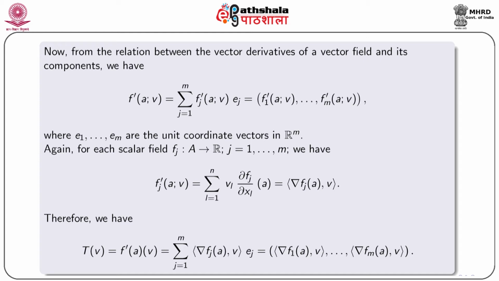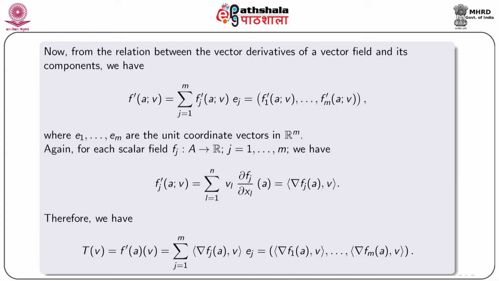Now, from the relation between the vector derivatives of a vector field and its components, we find f'(A;v) equal to the summation over j from 1 to m of fj'(A;v)ej. This equals the ordered m-tuple (f1'(A;v), ..., fm'(A;v)), where e1 up to em are the unit coordinate vectors in Rm.